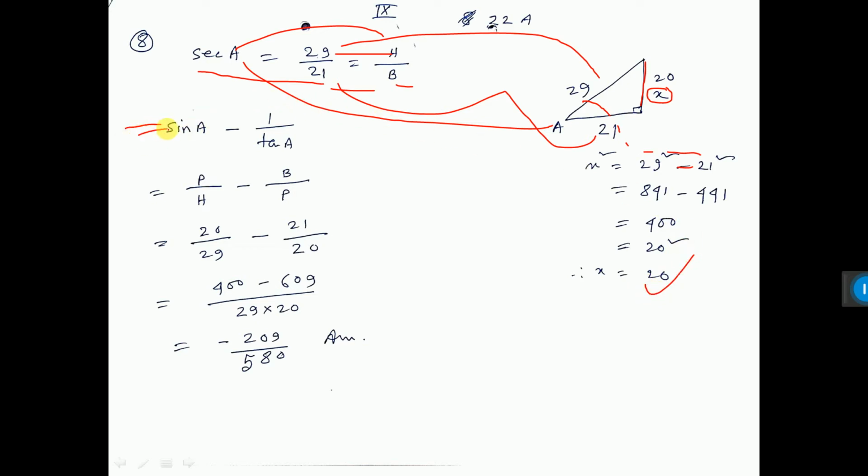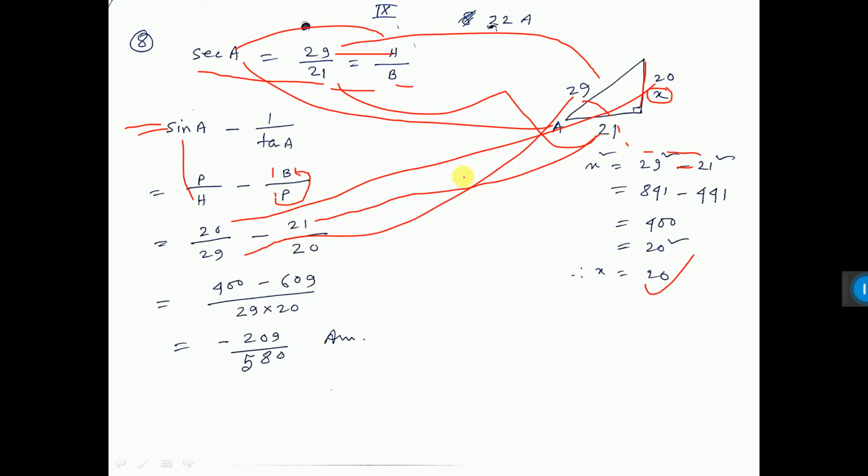Now we have to find the value of this. Sin means perpendicular by hypotenuse, and tan means perpendicular by base. 1 by perpendicular by base, by base I am writing here above directly. Now this perpendicular is 20, hypotenuse 29, base 21, perpendicular is 20. Now you do LCM. Then 20 into 20 here, 29 into 21 here. Do subtraction, the greater one is minus, so you have to give minus here. So this is the answer.